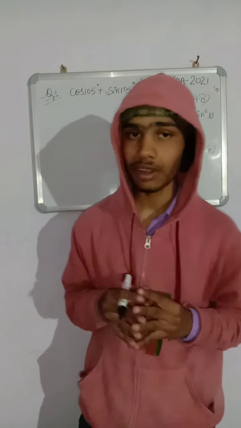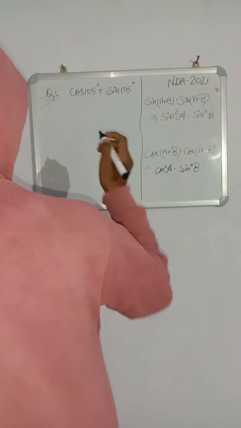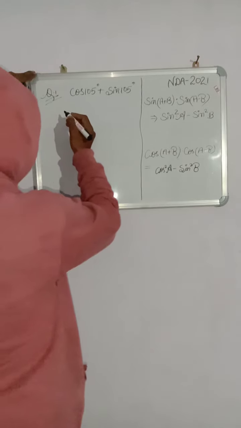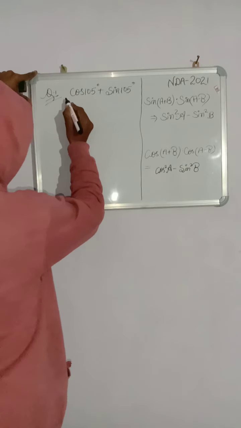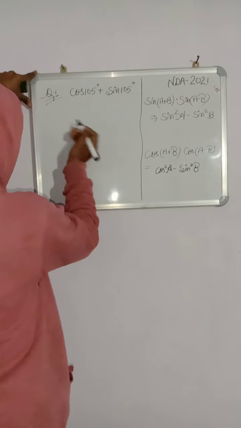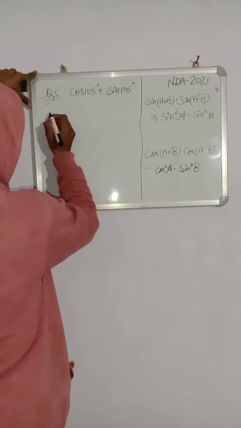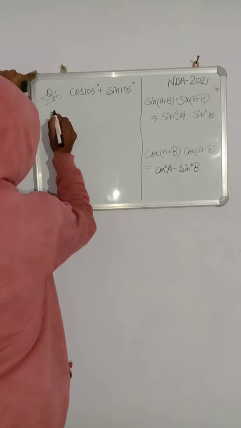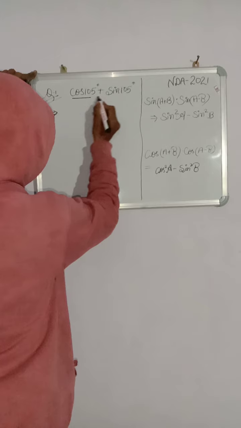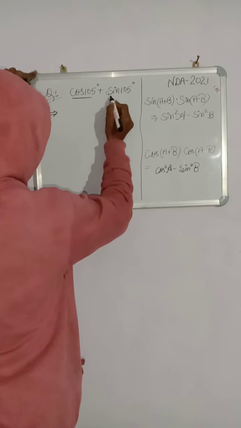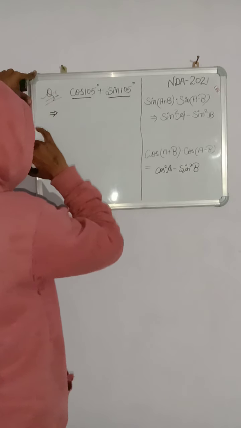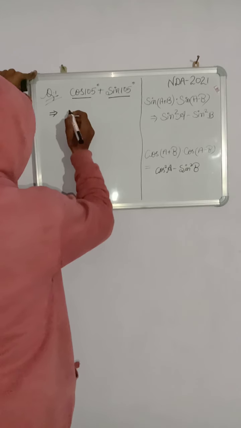So guys, these are very important questions according to the UPSC exam. How do we solve this within seconds and with a good approach? You are also aware that this is cos 105, and this is sin 105. So guys, how to solve this?